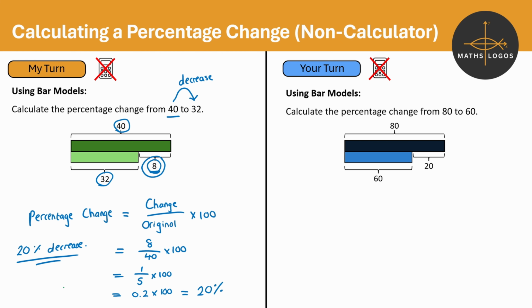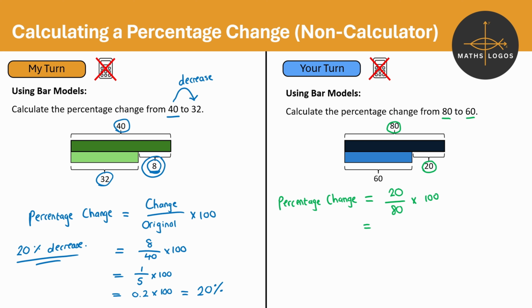Calculate the percentage change from 80 to 60. Again, this is going to be a percentage decrease question. So your formula is as follows. The percentage change is equal to the change. In this case, that is 20. I've lost 20 from 80 to take me to 60, and I want to know what percentage is the 20 of the 80. My original is 80, and then I need to multiply that by 100 to turn it into a percentage.